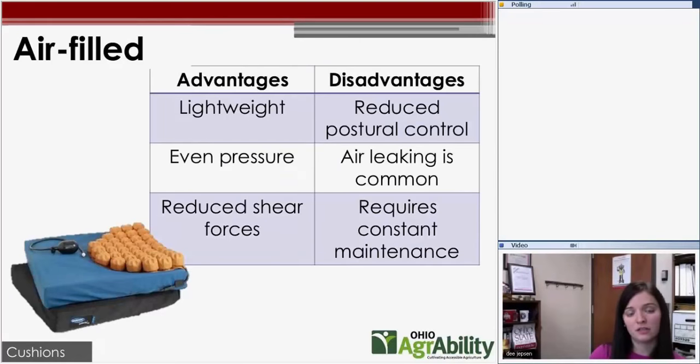Air-filled cushions are lightweight. They do offer even pressure, and for those who are prone to things like pressure sores, they reduce the shear forces between the surface of the chair and your sacrum, so that's good for anyone who may be prone to those types of sores. That's a huge advantage to this type of cushion. They aren't the best at postural control, so someone would need pretty good trunk support for this type of cushion. Leaking, again, is common in this type, and they require pretty frequent maintenance due to that.